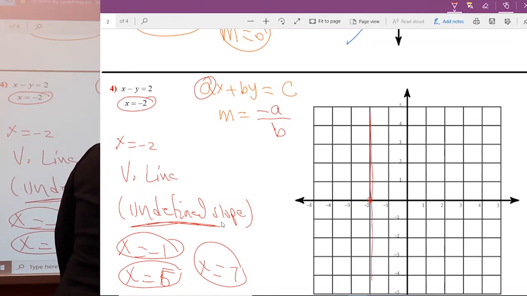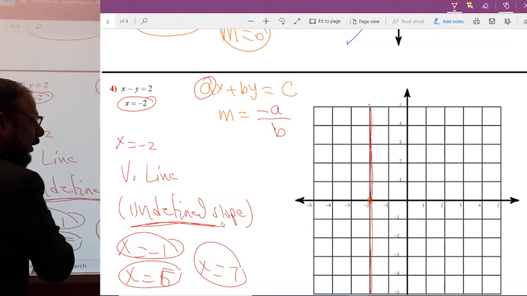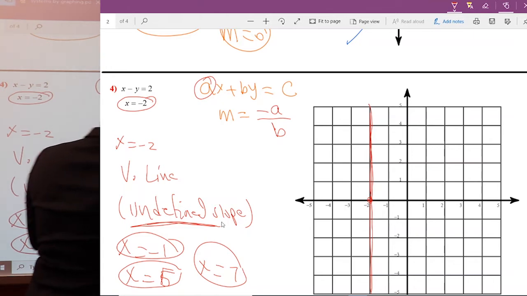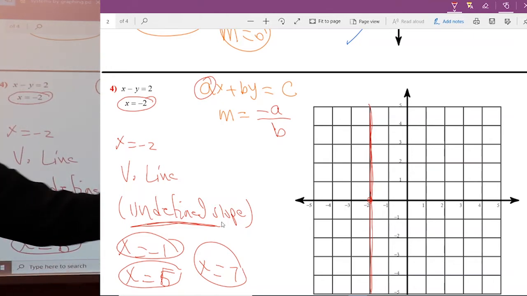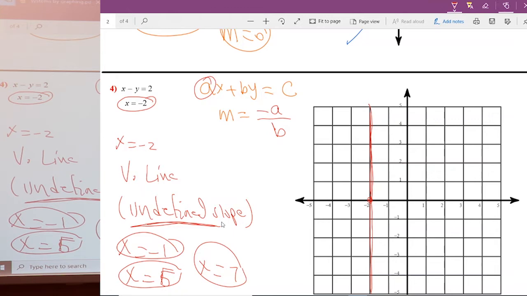Okay, then x equals negative 2, a vertical line. You go to negative 2 and extend your line from negative 2 up and down. If you want to graph negative 1, you go to negative 1 up and down. If you want to graph 7, you go to 7 up and down.